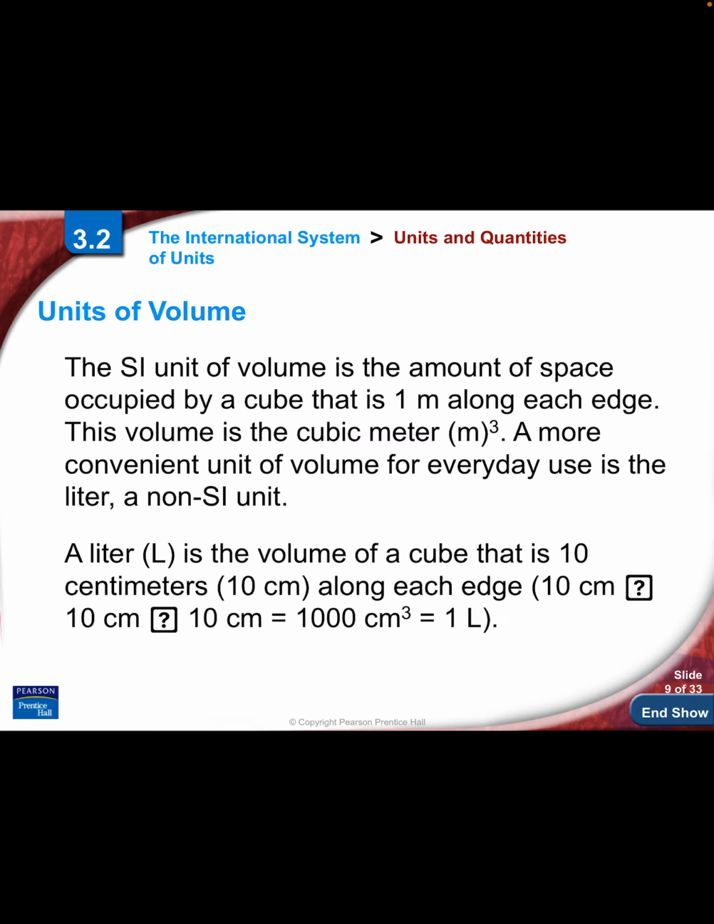And if you consider the most commonly used measurement of volume, being the liter, it's the volume of a cube that is 10 centimeters on edge. And of course, that would be 10 times 10 times 10, or 1,000 cubic centimeters, and that would equal 1 liter.